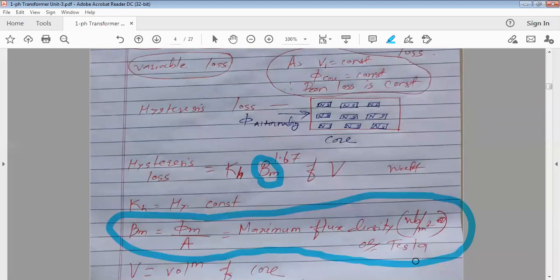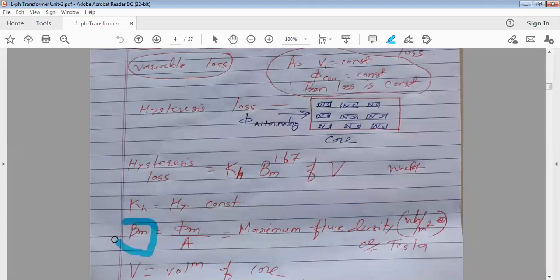Supply voltage is always constant. So load goes on continuously changing on the transformer from no load to full load. What happens with the flux in the core? Does it change or remain constant? Does the transformer remain constant once you manufacture the core? What about the cross-sectional area of the core? Remains constant. So what will be the flux density in the core? Remains constant.